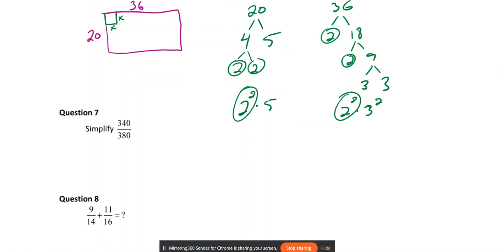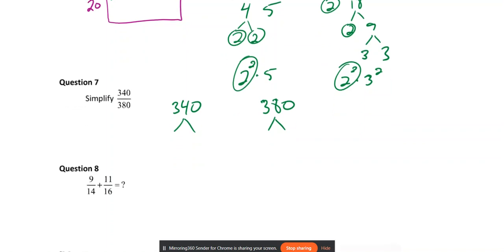Okay. All right, number 7 says simplify these. You could probably simplify these anyway, but we're going to use the method that we just learned. Can I get you guys to break down 340 and 380 into its prime numbers? So what do we get? All right, so 340, let's break this one up.